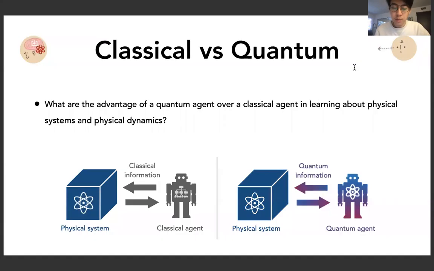Given this dichotomy between a classical agent that could obtain classical information, manipulate it, and store it, and a quantum agent that could obtain, store, and process quantum information, a very important question is to understand what the advantages of a quantum agent over a classical agent are in learning about physical systems and physical dynamics. In this work, we provide some concrete answers towards this question.